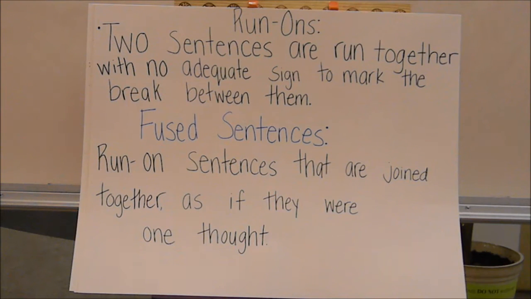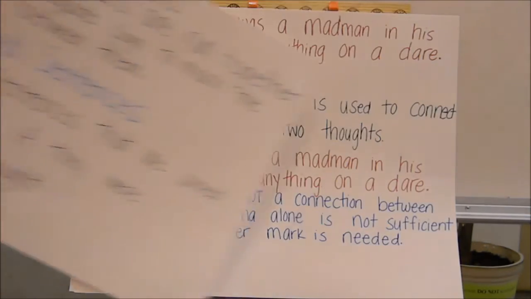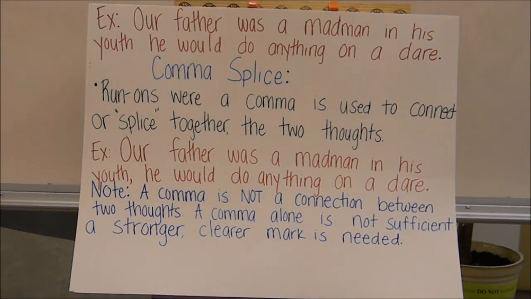Run-ons. Two sentences are run together with no adequate sign to mark the break between them. Fused sentences. Run-on sentences that are joined together as if they were one thought. Example: our father was a madman in his youth. He would do anything on a dare.